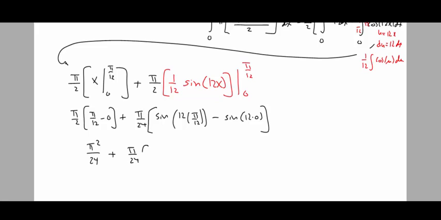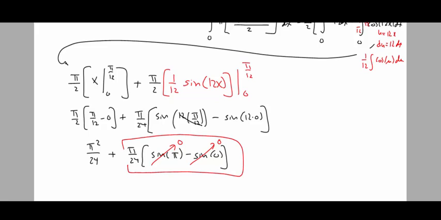Pi over 24 times the sine of pi minus the sine of 12 times 0 is 0. Now the sine of pi is 0, the sine of 0 is 0, and again you need to know the values from your unit circle. So this entire second term right here goes to 0, and I'm just left with pi squared over 24 cubic units for my volume. So again, you can use your trig functions with these as well.